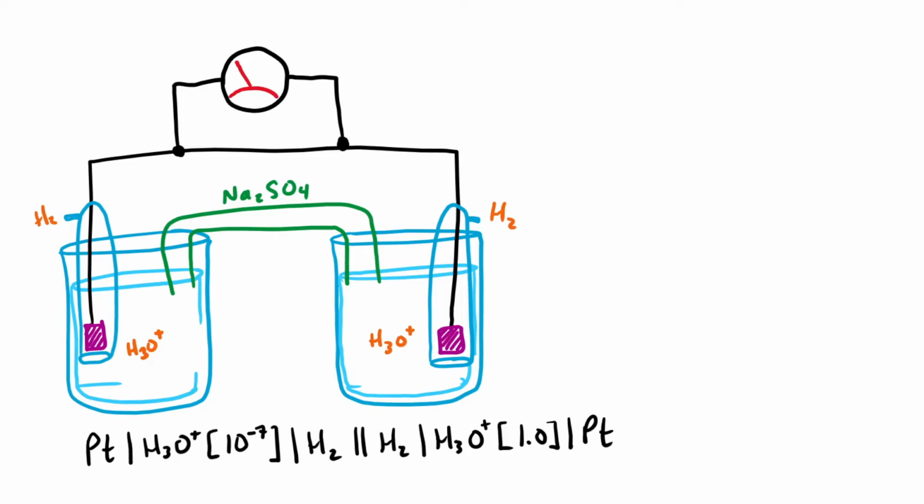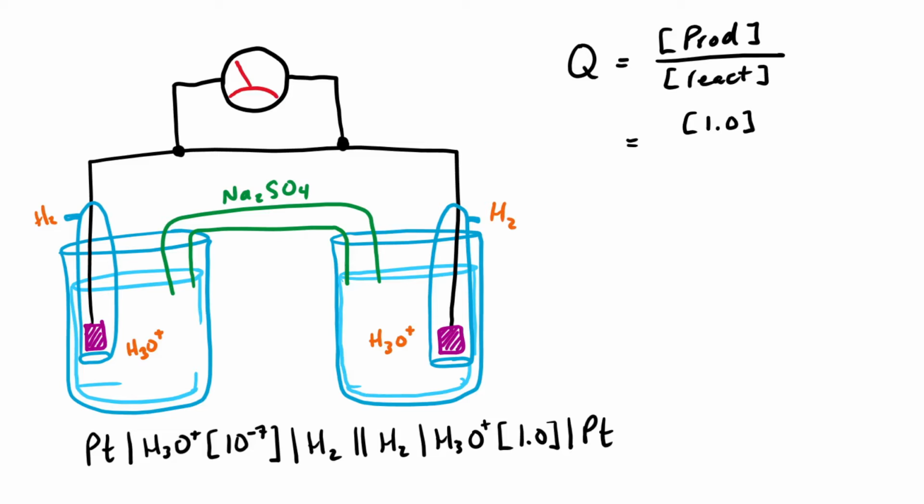We can write out these 2 half cells, but we have to be sure to write out the concentrations of each. Otherwise, you might be tempted to cross everything out from both sides of the equation. So when we go to calculate the value of Q, the ratio of products to reactants, we see that it's 1 molar squared over 1 times 10 to the negative 7 molar squared.